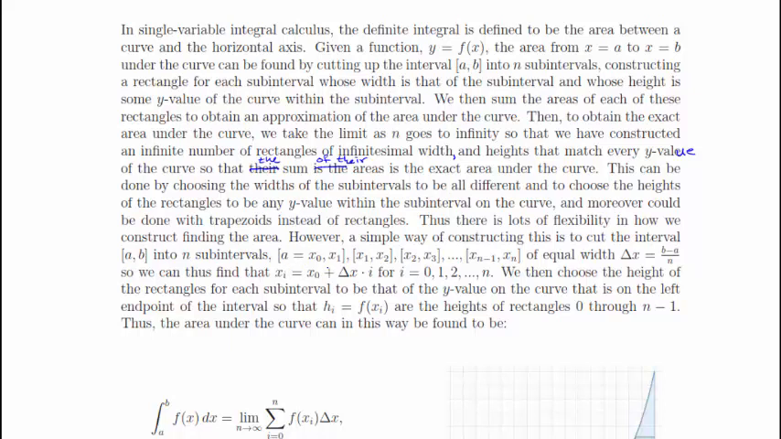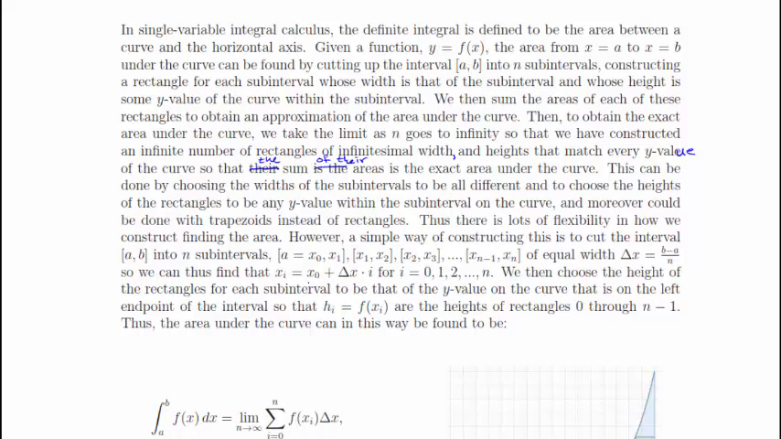a equals x0, comma x1, comma x1 to x2, comma x2 to x3, comma etc., comma x sub n minus 1, comma x sub n, so that we have n subintervals of equal width. Delta x equals b minus a over n, right? So simply making it so that each of the widths is the same. And we can thus choose x sub i equals x0 plus delta x times i for i equals 0 to n.